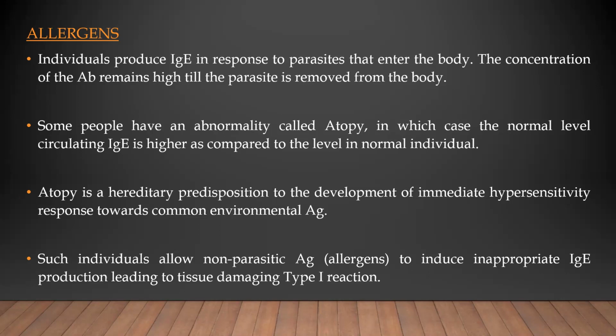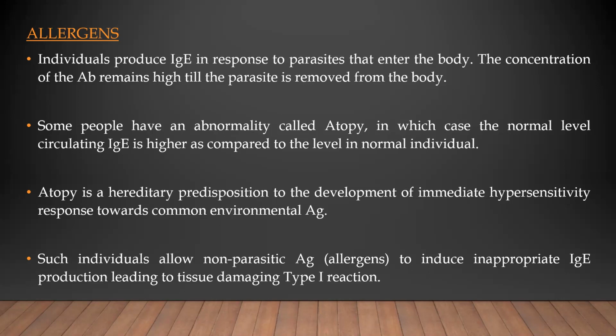But you have to understand that in a normal individual, the amount of IgE is always very low as compared to any other class of antibody. IgE is found in very low concentration in the bloodstream. The person having atopy has abnormally high levels of circulating IgE. And atopy is a hereditary predisposition to the development of an immediate hypersensitive response towards common environmental antigens. Such individuals allow these allergens to induce inappropriate IgE production, leading to a tissue-damaging type 1 reaction.